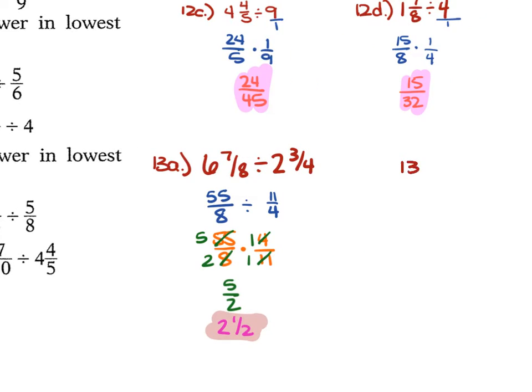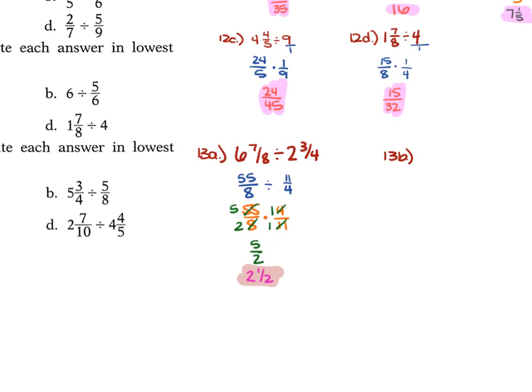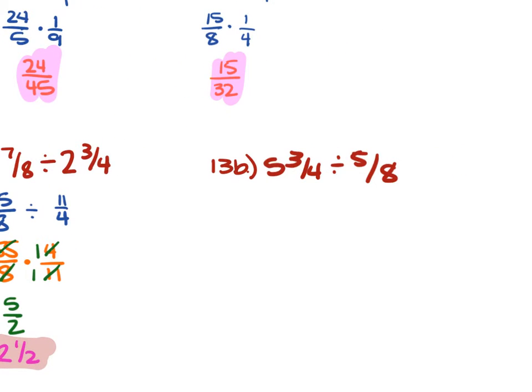For B, we are given 5 and 3 fourths divided by 5 eighths. So, turning these into improper fractions, the 5 and 3 fourths, 5 times 4 is 20, plus 3 is 23 over 4. The 5 over 8, we don't have to change, so we're just going to take the reciprocal of that and multiply these two. So we can simplify. The 4 becomes a 1, the 8 becomes a 2, so that's 23 times 2, which is 46, over 1 times 5, which is 5. 5 goes into 46 9 times with 1 left over, so that's 9 and 1 fifth.